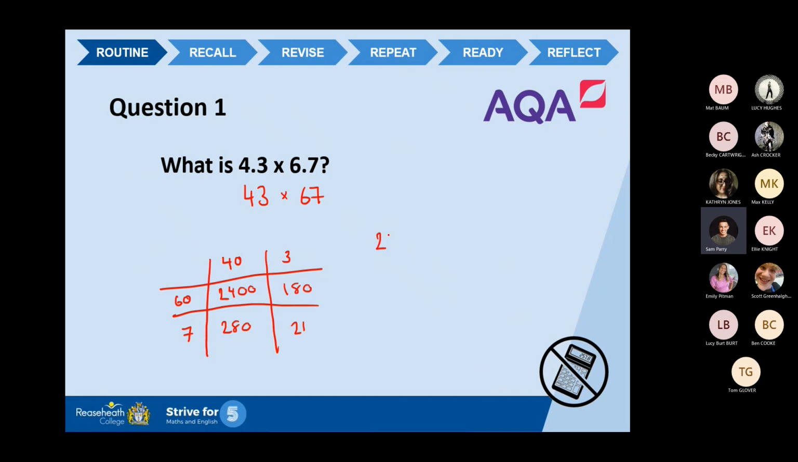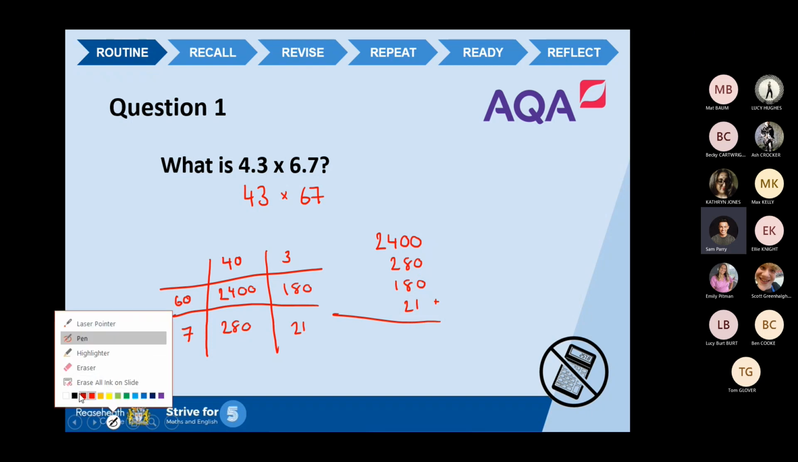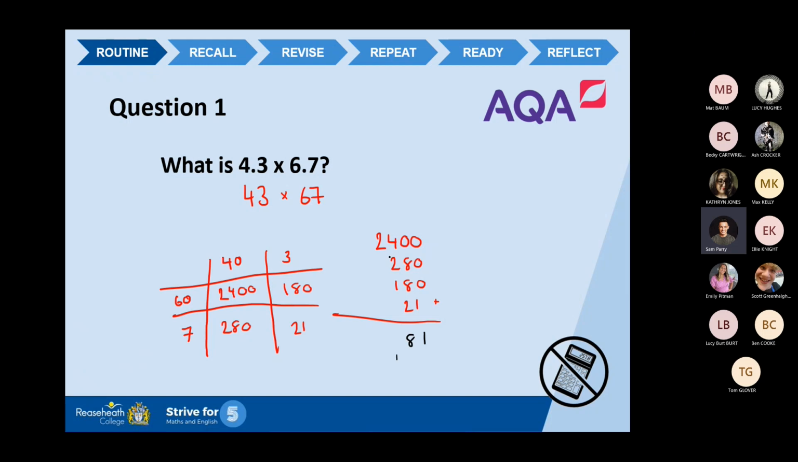Okay, now once we've got that, we need to get them all lined up, and then we're going to add them all up together. So 2800, 180, 280, and then 21. Now make sure you take your time to line them up as neatly as possible. The amount of times I see students accidentally put something in the wrong area and it costs them a mark, it breaks my heart. So 1 at the end. 8 add 8 is 16, add 2 is 18, so carry the 1 over. 4 add 2 is 6, add the 1 is 7, add the other 1 is 8, and then finally 2 by itself.